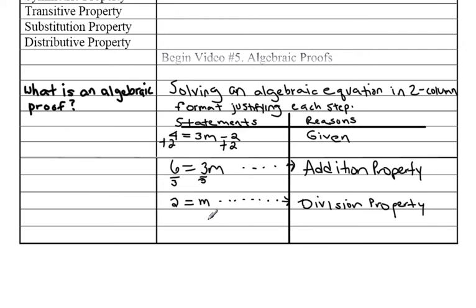And then finally, it is appropriate to write m equals 2 rather than 2 equals m, because we tend to write the variable first. And the property that allows us to sort of flip this is the symmetric property of equality. So this is your symmetric property.